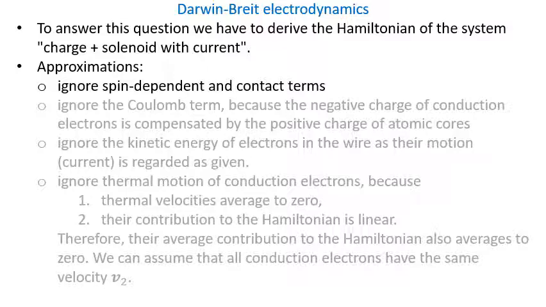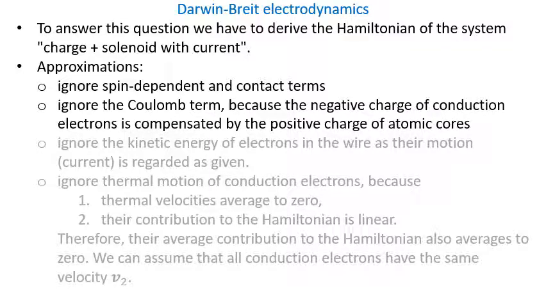To simplify calculations, let's introduce few approximations. First, we will ignore spin-dependent and contact terms. We also ignore Coulomb interaction between the solenoid and our particle because the solenoid is assumed to be neutral. We will also ignore kinetic energy of electrons in the wire. Their motion will be regarded as given.